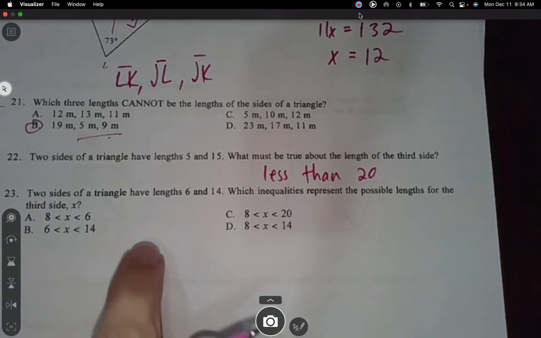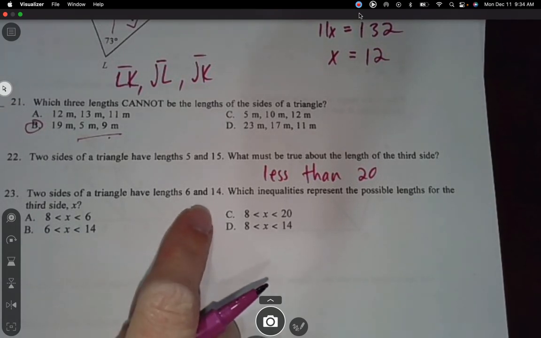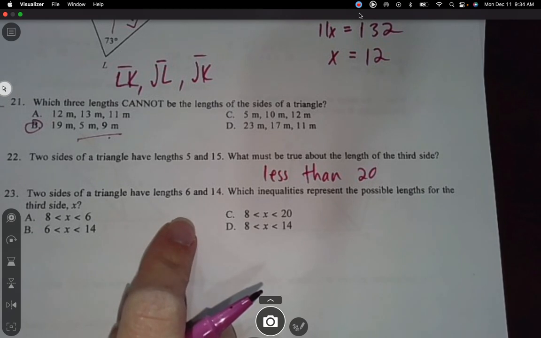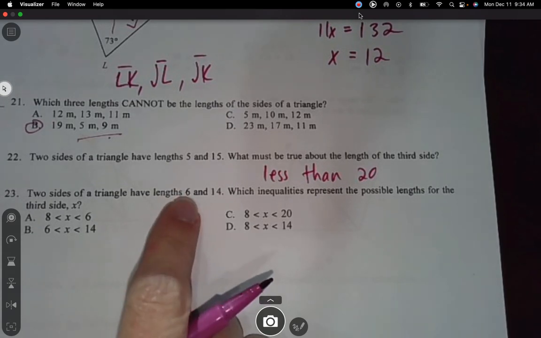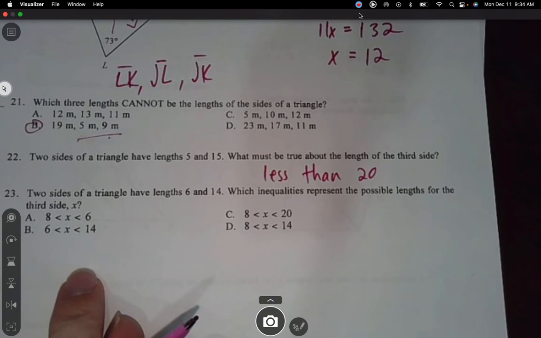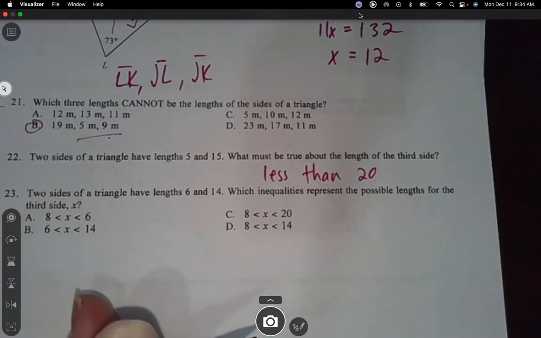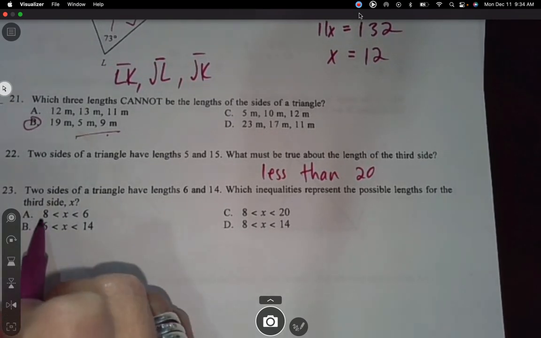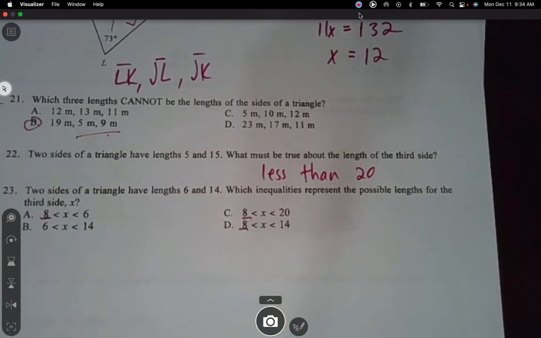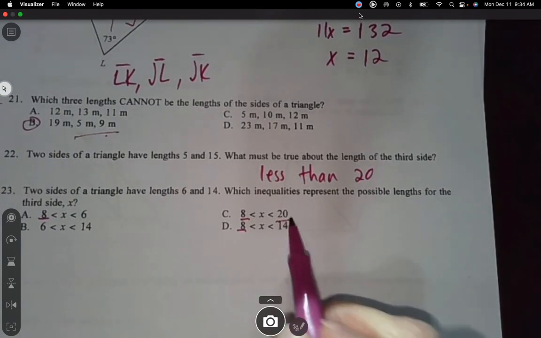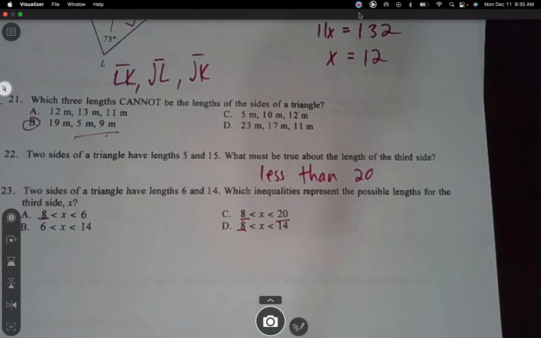Okay. Now on this one, if 2 sides have lengths 6 and 14, what can happen for the third side? So we subtract them to get the smaller number, right? And then we add them to get the bigger number. So what's 14 minus 6? It's 8. So that looks like one of those 3 answers. What's 6 plus 14? 20. So what's our answer? C. So remember, you just subtract them and then you add them.